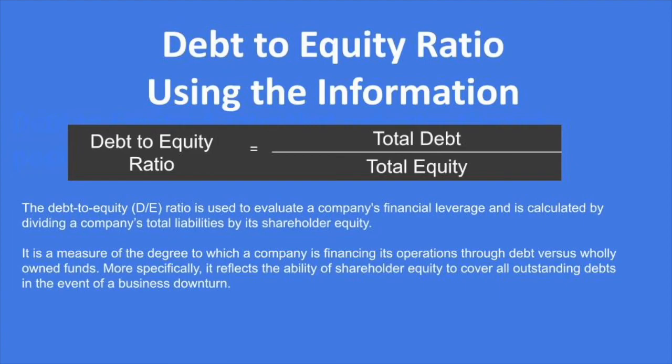So it reflects the ability really of the shareholders' equity to cover the outstanding debts of the business. So what we're looking for is a nice, healthy debt to equity ratio. In other words, the owners want to have a good bit of interest in the company as well. So the higher equity relative to debt would indicate a stronger business and a business that has the ability to pay its bills and cover its debts.